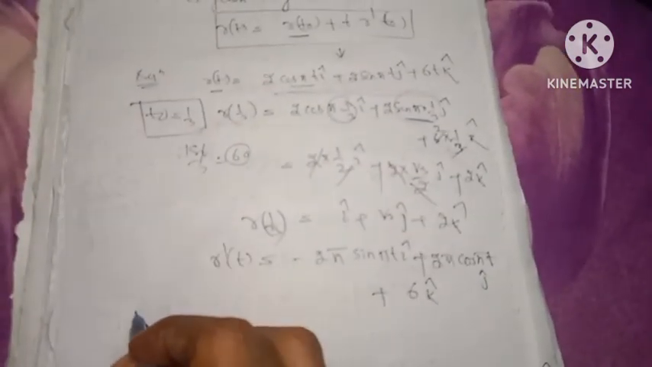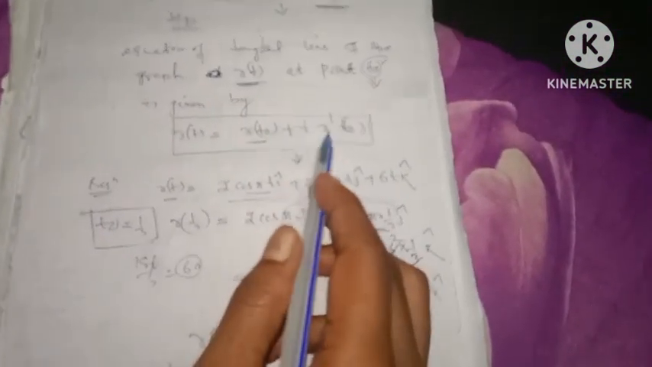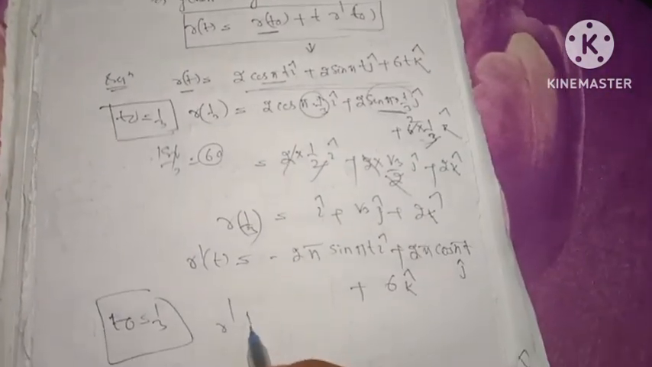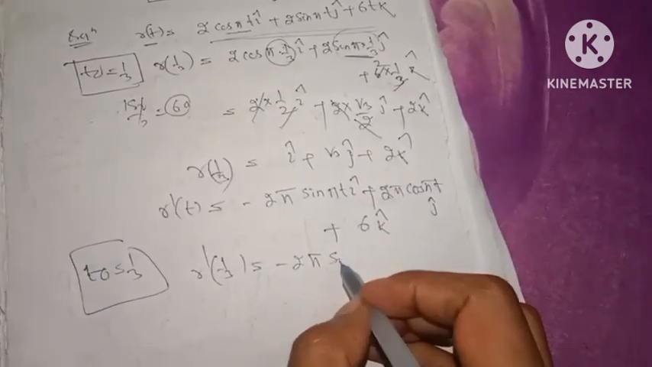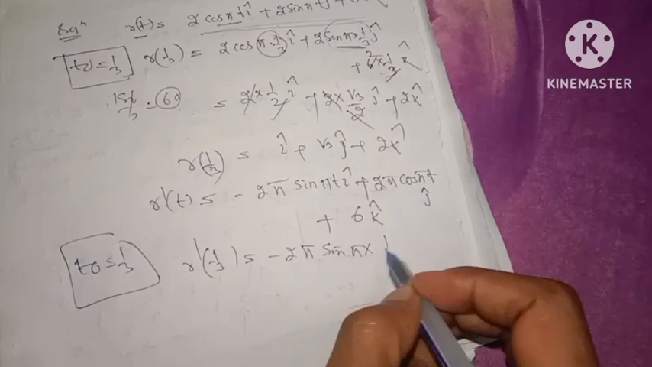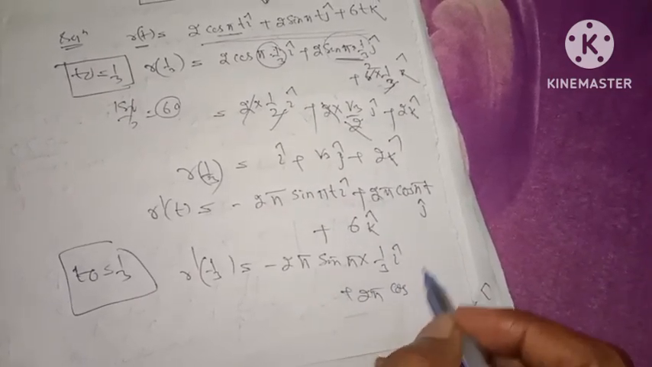Then put t naught equal to 1/3, because I will find r dash t naught. So r dash t naught at 1/3 will be minus 2 pi sin pi, with t equal to 1/3, into i cap, plus 2 pi cos pi t.